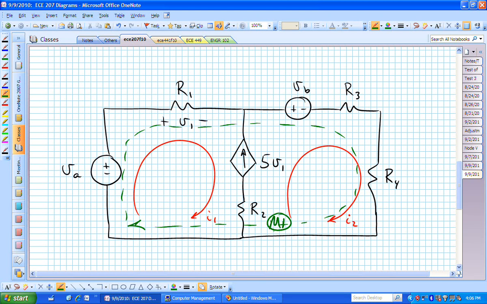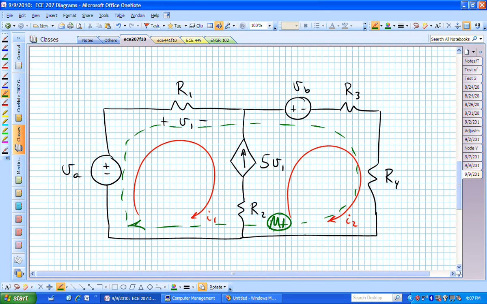I'm going to start in the lower left-hand corner. I'm going to go through V sub A. I'm hitting minus first, so it's minus V sub A. R sub 1, there's only one mesh current associated with that, so it's R sub 1, I sub 1. Then I'm going to hit V sub B, the plus sign first, so plus V sub B. Then I will have R sub 3, I sub 2, plus R sub 4, I sub 2, and I'm done. That's going to be my KVL equation.